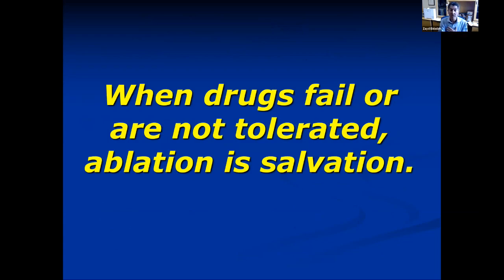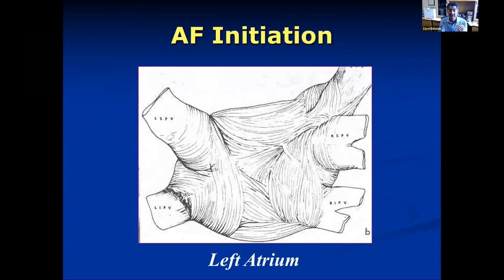When drugs don't work, what do we do next? Well, ablation is the next level of invasiveness. And what is catheter ablation based on? This is an image of the left atrium. It's a schematic. This is the heart. If I turn it to the back, the left atrium is the left upper chamber of the heart. These are the pulmonary veins that plug into the heart.